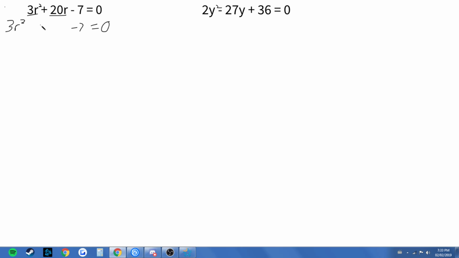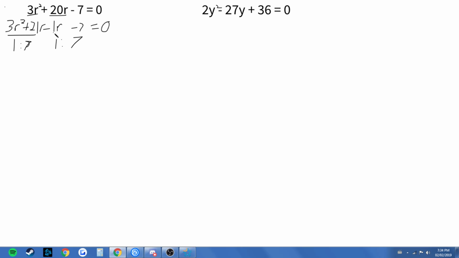So let's try, 3 times 7 is 21, so plus 21, and then minus 1r, that adds up to 20r. So 3 and 21, that's 1 to 7, that's the ratio, has the same ratio as this one. -1 to -7 is also 1 to 7. So that means now we can factor it.